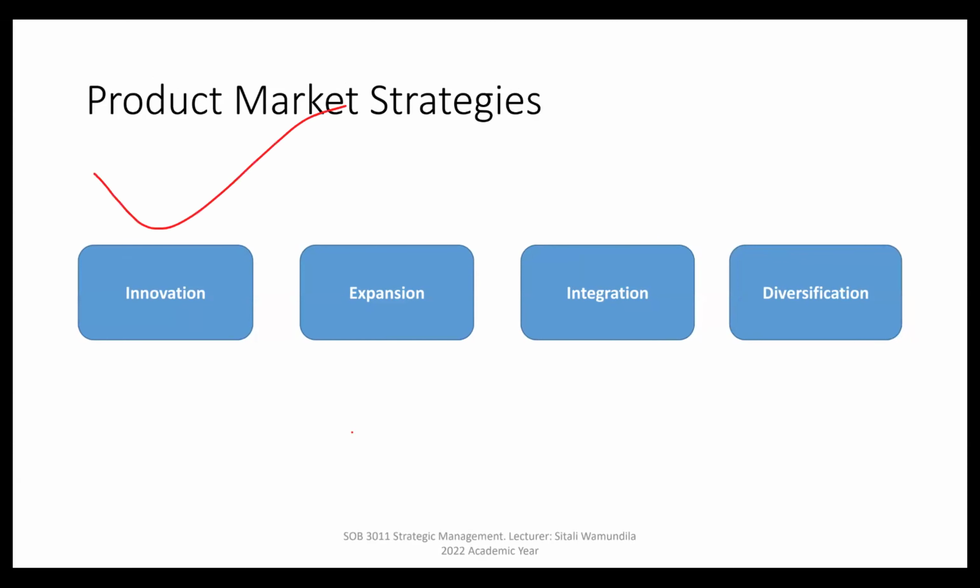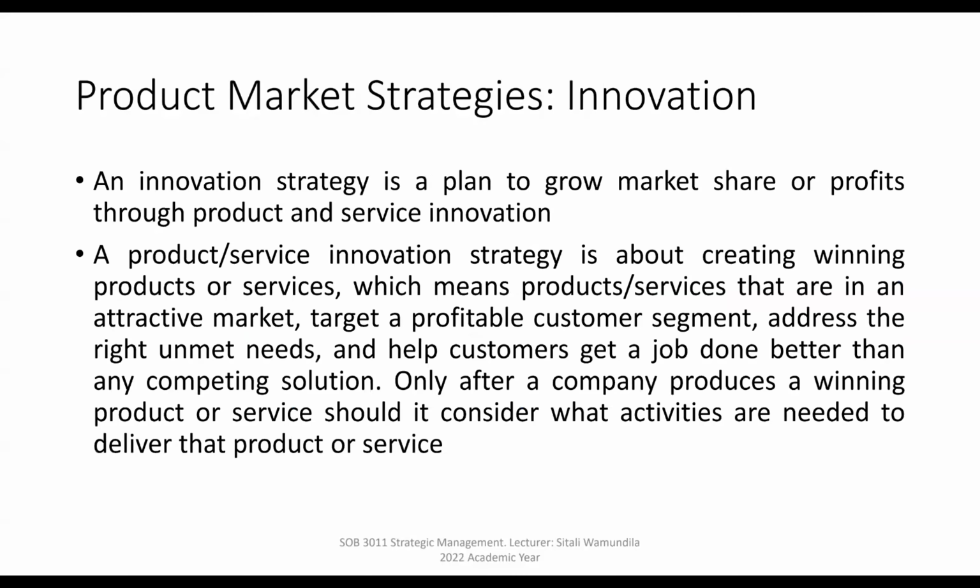Number one, innovation. Innovation is one of the market strategies that is used. Then expansion, integration, and diversification. These are product market strategies. You can diversify, you can integrate, you can expand, you can innovate. Now, how do you use these strategies, and what is involved in all of them? Now we are away from competitive strategies. We are looking at the product market strategies. How is it done? Let's pay attention now and follow nicely. Let's start with innovation.